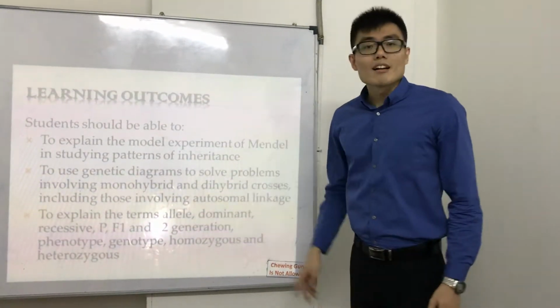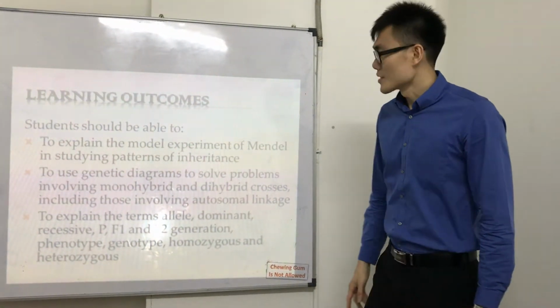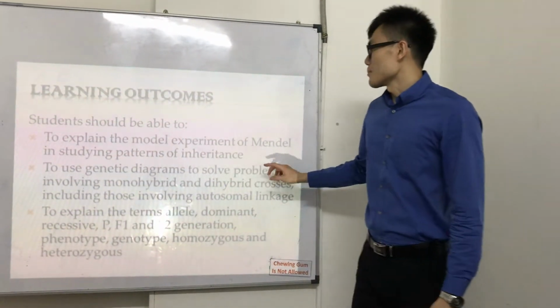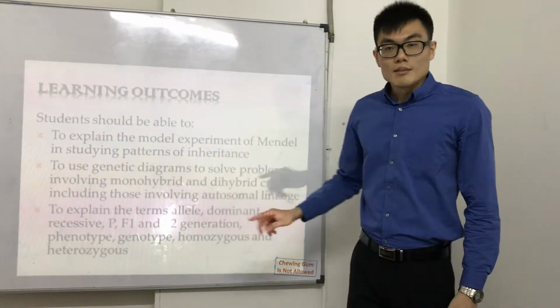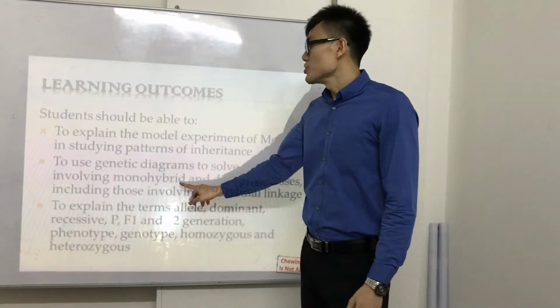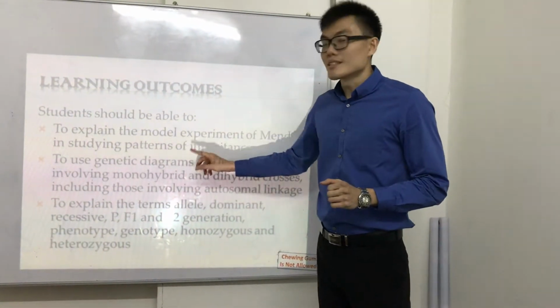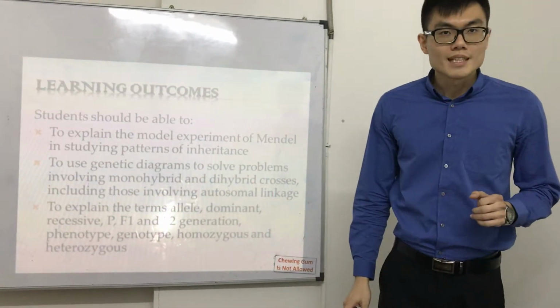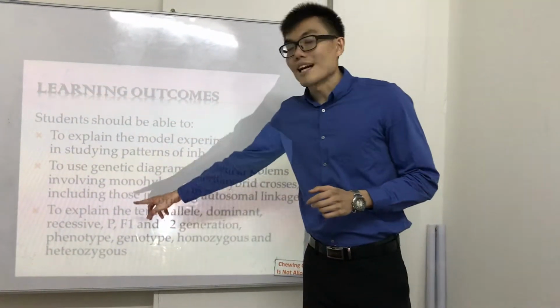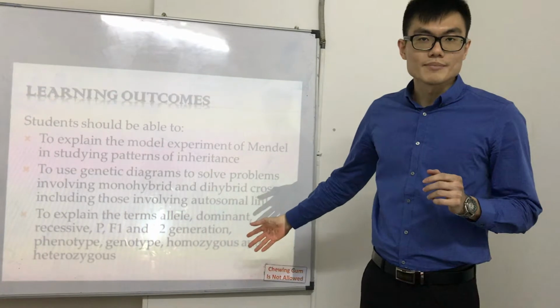So these are the learning outcomes of the lecture. Students should be able to explain the Mendel models. Besides that, students should be able to use the monohybrid and dihybrid cross to explain and study the pattern of inheritance. And lastly, students should be able to explain all these genetic terms.